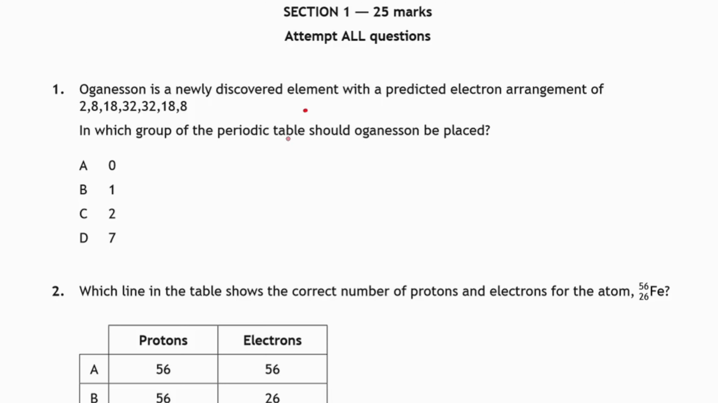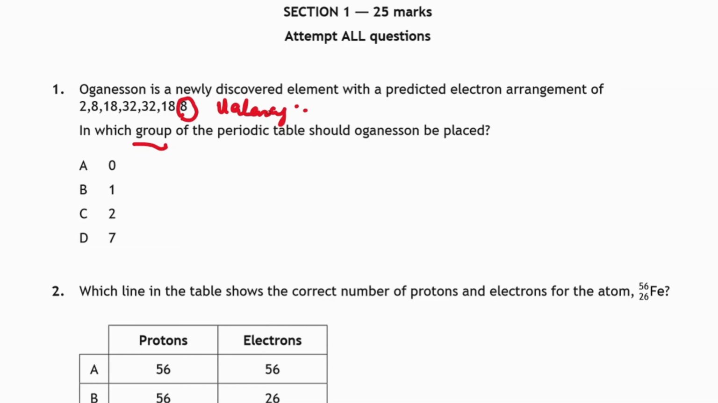So the first question is, organosine is a newly discovered element with a predicted electron arrangement of 2, 8, and so on. In which group of the periodic table should organosine be placed? So what we are looking for in essence is the group. We don't need all the details of the numbers. We only need the last number, which tells us the valency.